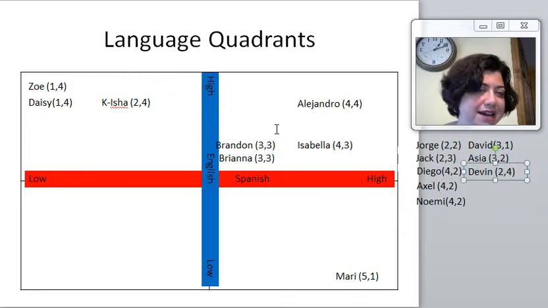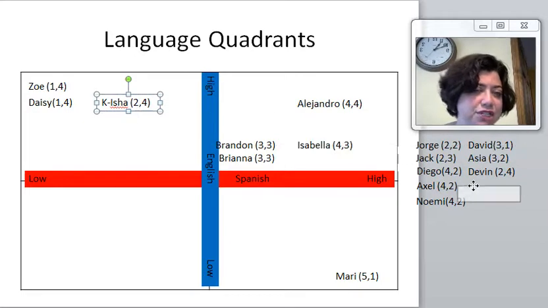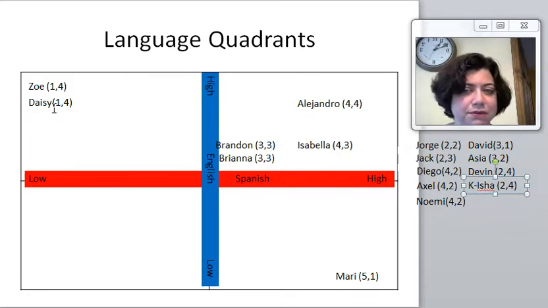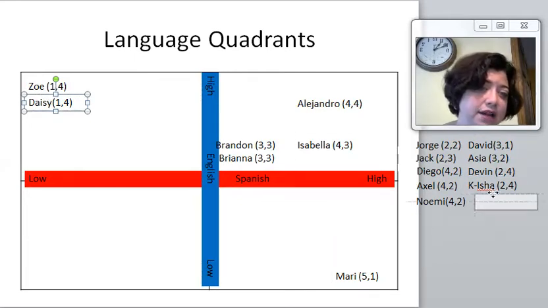Now, I am not concerning myself right now with if I'm matching girls with girls and boys with boys or boys with girls, because they need to know that everybody works together in our classroom.